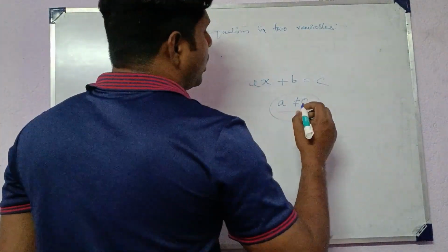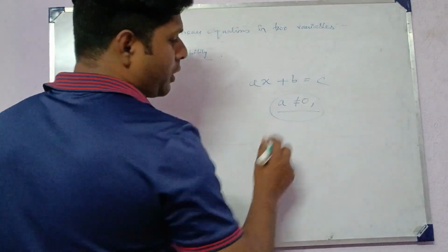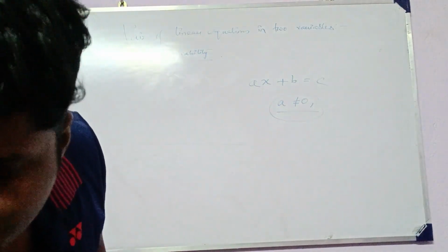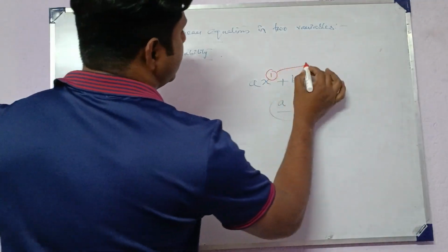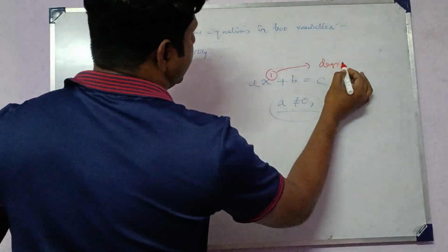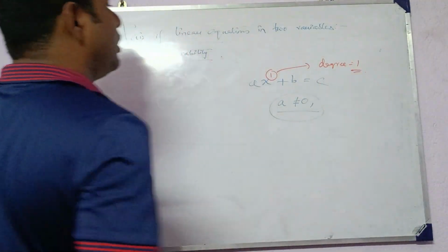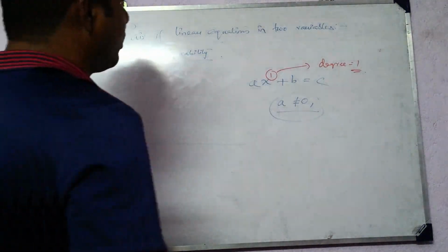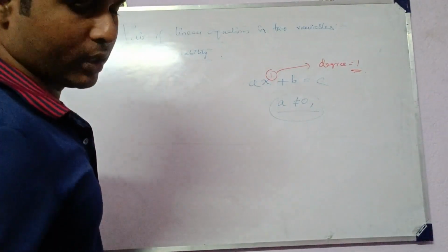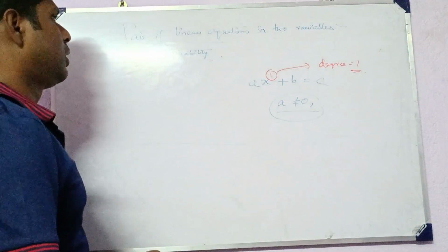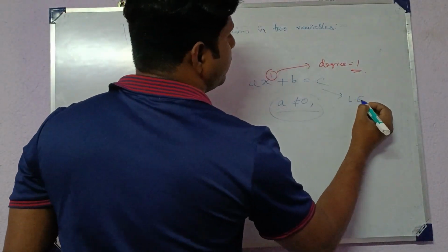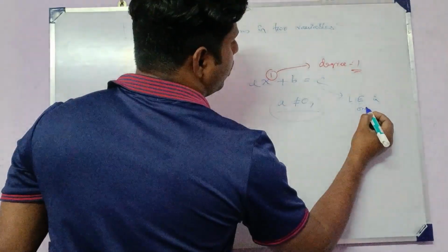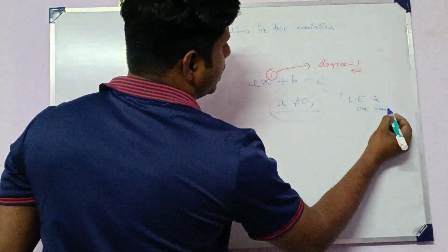ঠিক আছে। And the highest power, here the highest power is nothing means 1, so এটা degree, the degree should be 1. This is the linear equation. ঠিক আছে, linear equation এখানে a should not be equals to 0. This is called linear equation in one variable.